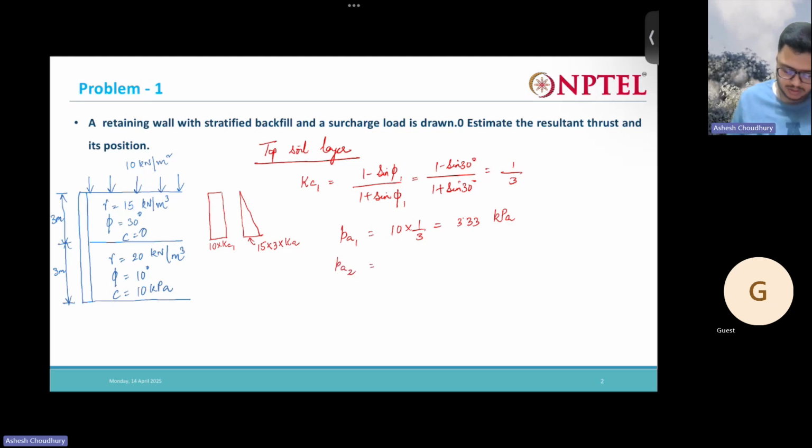Pa2 will be 15 times 3 times 1 by 3. So capital Pa1 equals 3.33 into 3.